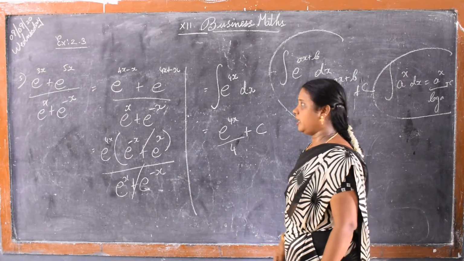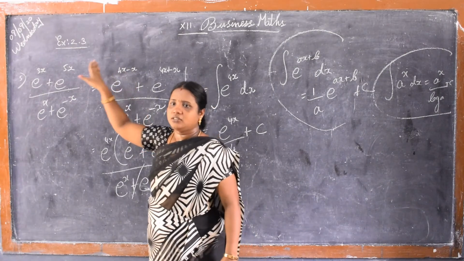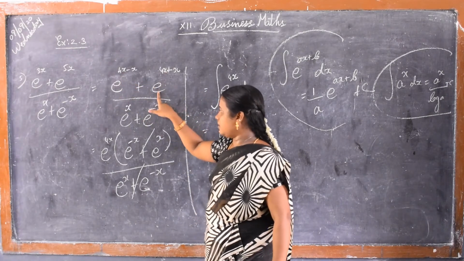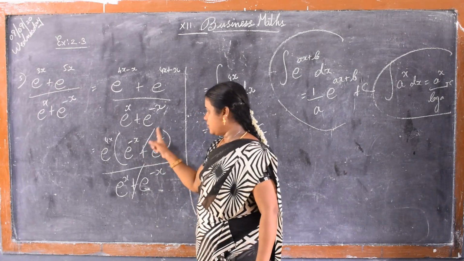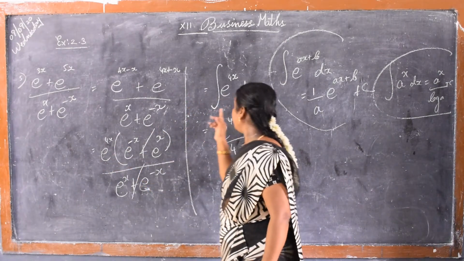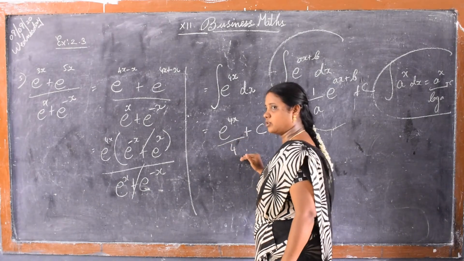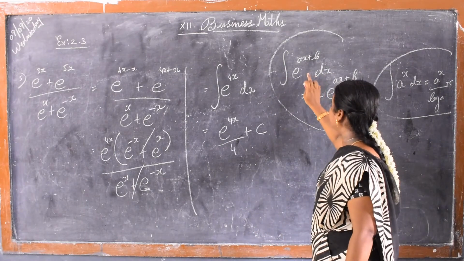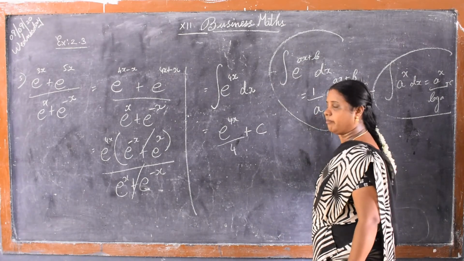Have you understood, children? What I am doing here: our first step is writing 3x as 4x minus x and 5x as 4x plus x. Here e power 4x, e power 4x, take common outside. What is remaining is e power minus x, e power x. You can cancel numerator and denominator. Only e power 4x remains. Integrate with respect to x, that means e power 4x by 4 plus c. Here what am I using? This result only I am using in this last step: e power ax plus b dx is 1 by a e power ax plus b.